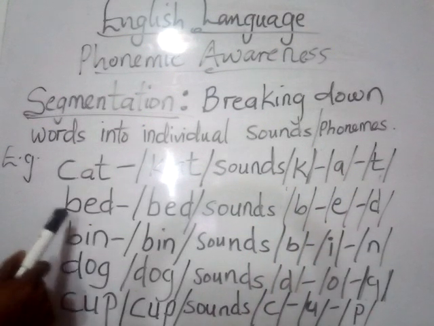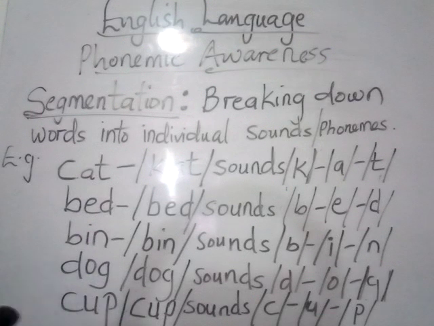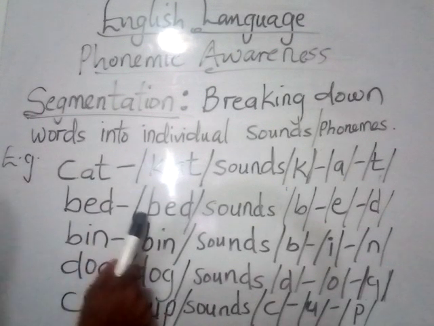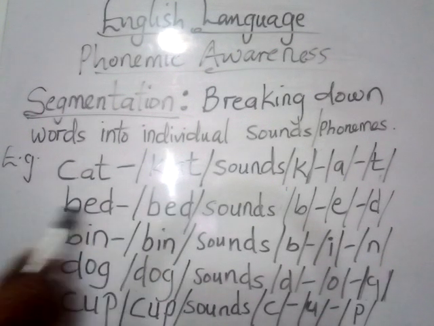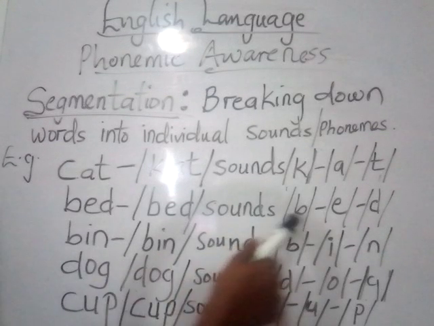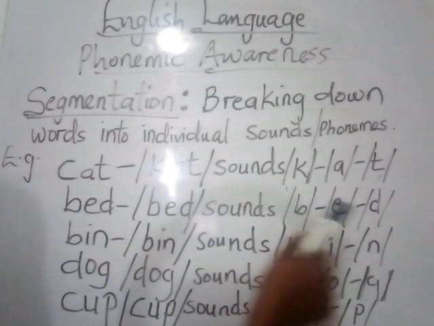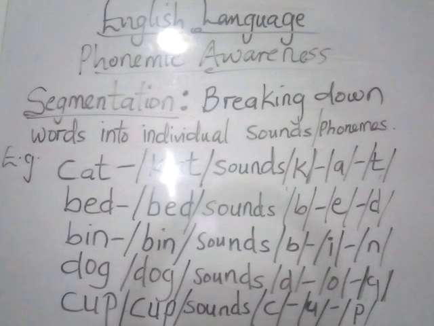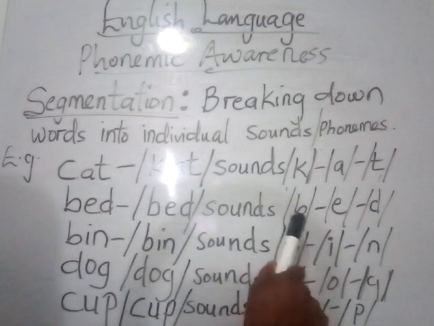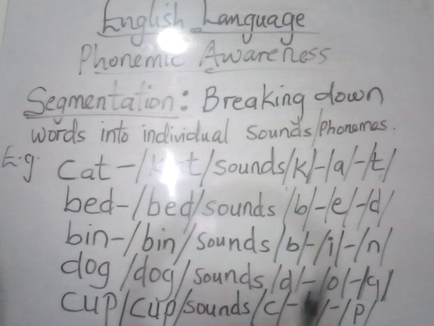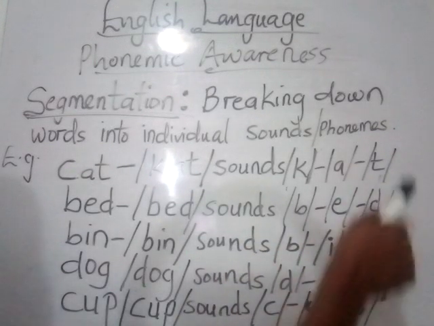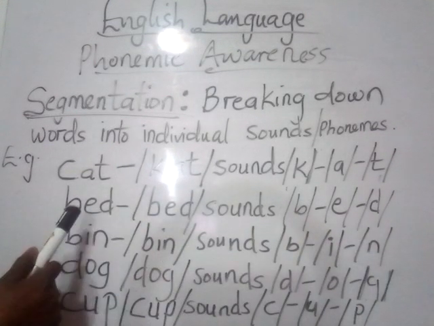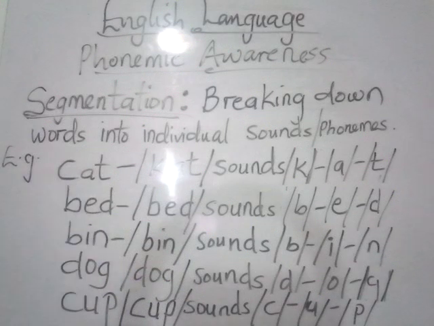The next word here is bed. The way it sounds is the way it's spelled, and the individual sounds are B, E, D. Remember when we were exploring the sounds of the letters of the alphabet, we said letter B makes the sound B, letter E makes the sound E, and letter D makes the sound D. So these are the individual sounds that combine to form the word bed.